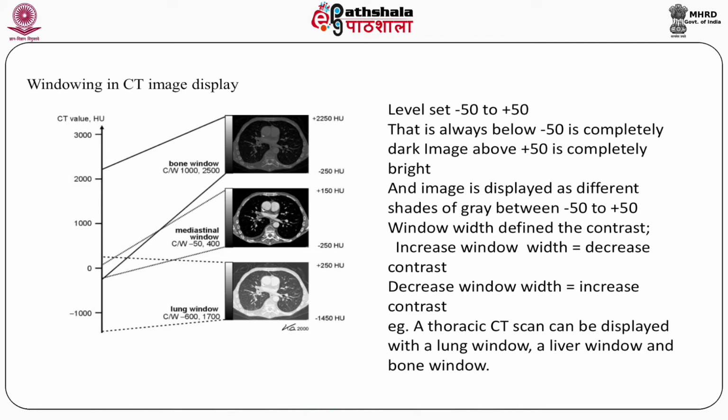Similarly, limits can be set from minus 50 to plus 50, that is, below minus 50 is completely dark, and above plus 50 is completely bright. So in that case even the soft tissue and bone will be brighter. The image is displayed in different shades of grayscale between minus 50 and plus 50. So the window width here is 100. The entire image in grayscale is being displayed within a Hounsfield unit range of 100. So this tells you about the contrast of the image. For example, a thoracic CT scan can be displayed with a lung window, a liver window and a bone window.